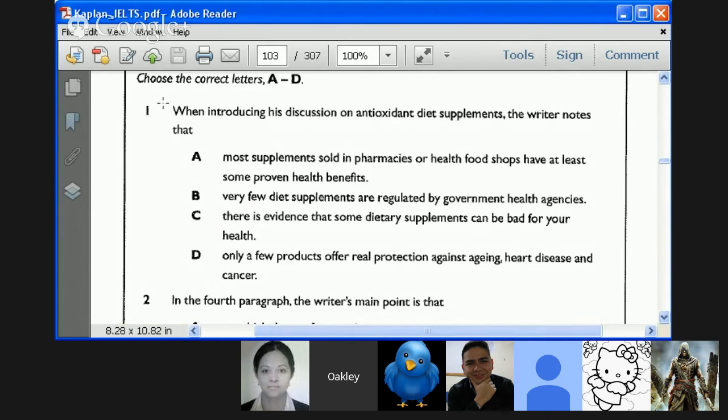All right, when introducing, okay, I'm fairly sure that this will be in the beginning, if you remember. On antioxidant diet supplements, the writer notes that, okay, this is not very helpful. He notes that what? Okay.